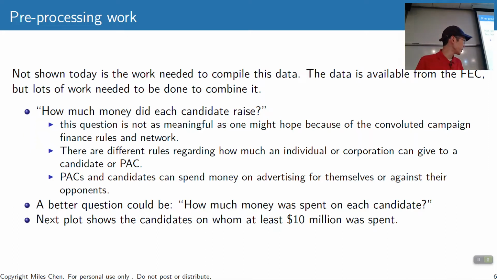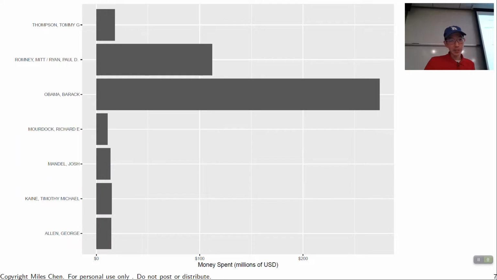So here we'll look at a plot of candidates on whom at least $10 million was spent. We look at how much money was spent on a candidate, and we see this is $0, $100 million, $200 million, and there was over $270, $280 million spent on Barack Obama, and 100-something million on Mitt Romney and Paul Ryan, his running mate.